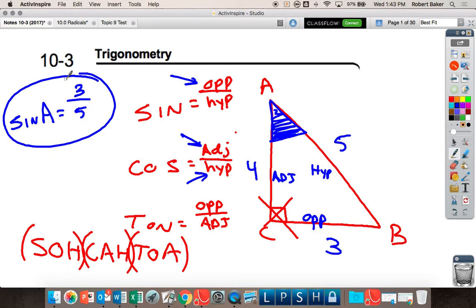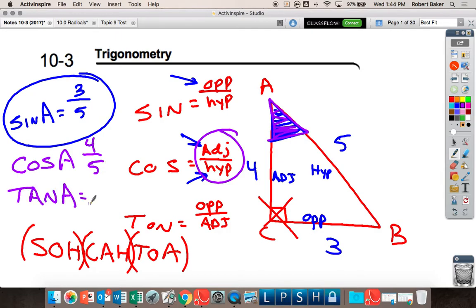All right, let's try cosine of A. Cosine of A goes to this angle, and cosine uses the ratio adjacent over hypotenuse. So what's the adjacent number? 4. And the hypotenuse? 5. And then we'll go tangent. What is the tangent of A? Opposite over adjacent. That's what we're trying to do today, guys. That's all we're trying to do.